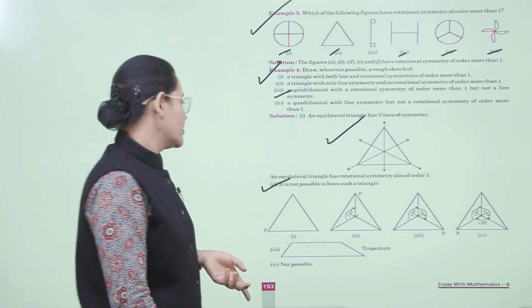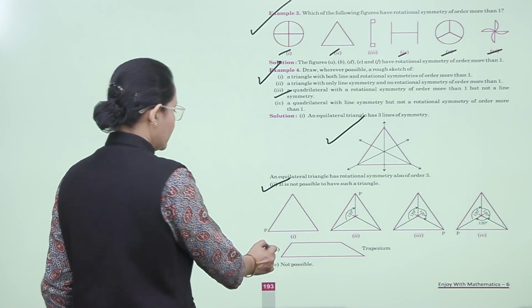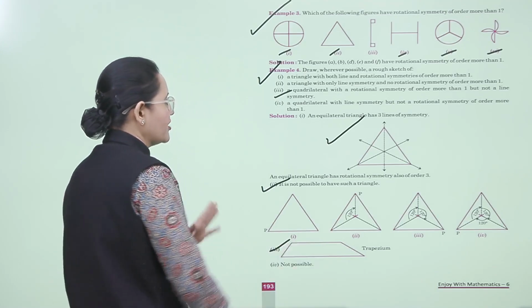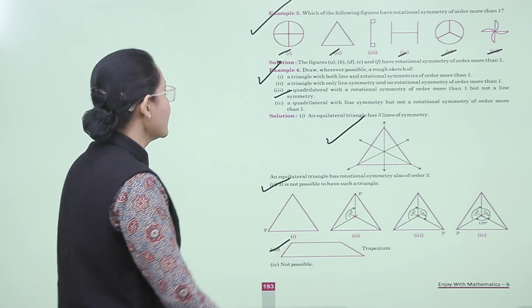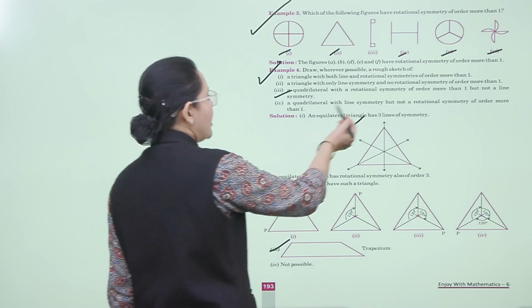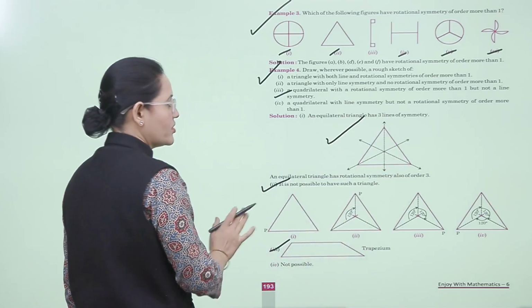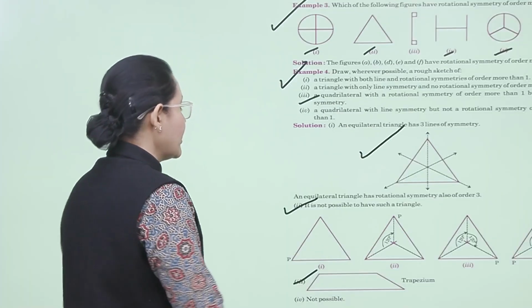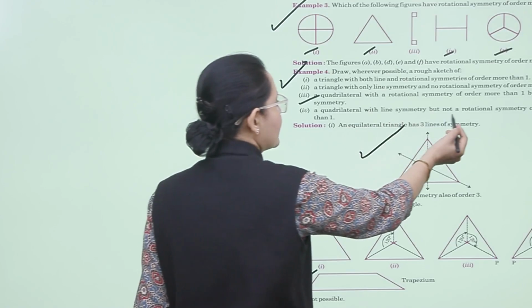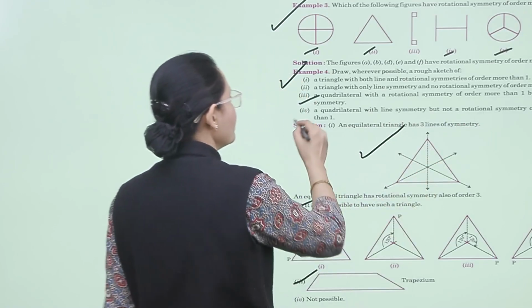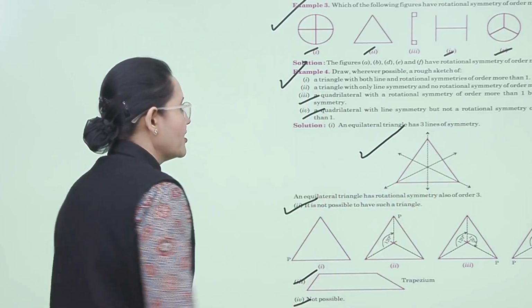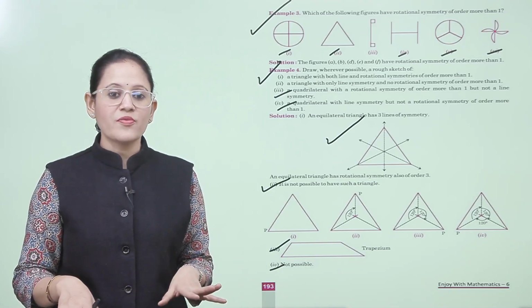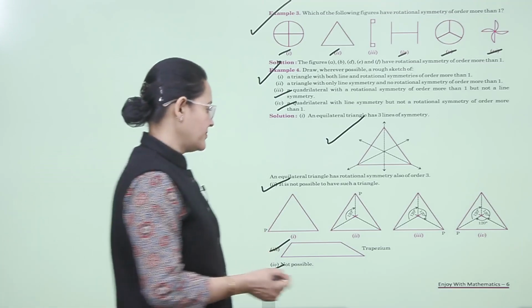Third, a quadrilateral with rotational symmetry of order more than 1 but no line of symmetry. A parallelogram is an example of that kind of quadrilateral. It has 4 sides and it has rotational symmetry of order more than 1 but no line of symmetry. Clear? Next, a quadrilateral with line symmetry but not rotational symmetry of order more than 1. That is not possible.